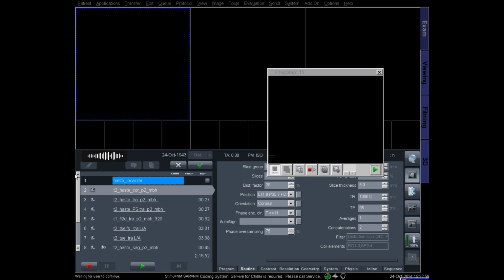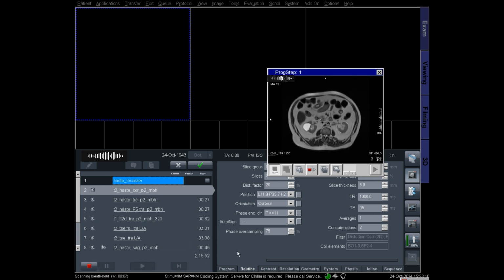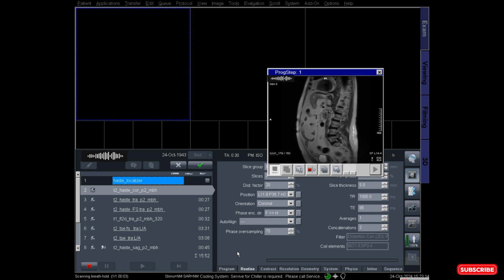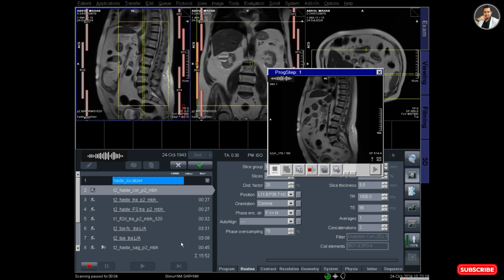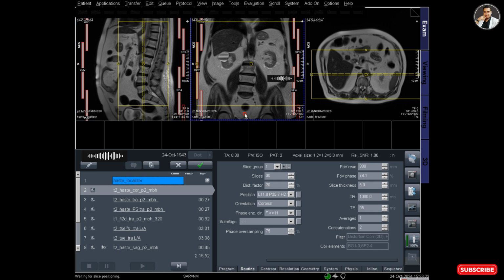Let's do MR urography in Siemens MRI, and this is a 1.5 Tesla MRI machine. For MR urography, theoretical discussion will be shared in another lecture. So at first the HASTE localizer is running, and this localizer will give us three images: sagittal, coronal and axial.